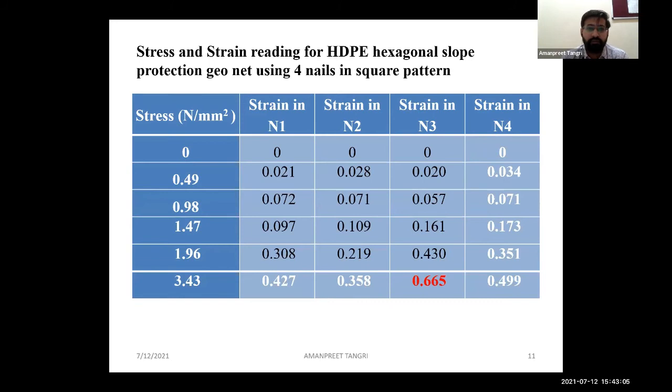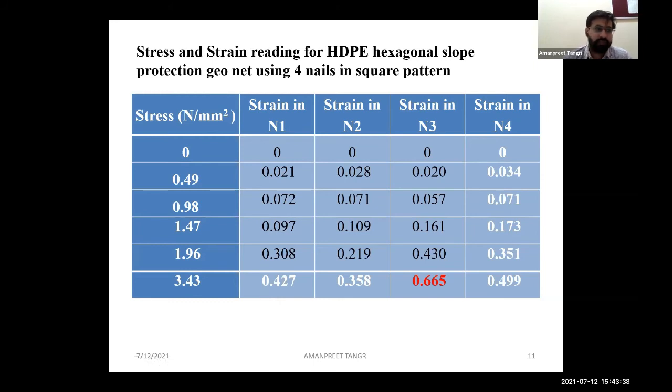So first of all, for the first material, I had considered this hexagonal slope protection unit using 4 nails. When we applied the load and found the stress by load by area, the various values of strain produced are shown in this particular table. From this table, it is seen that maximum strain was shown in the nail N3 when we were applying the maximum load, and after this load there was a failure.